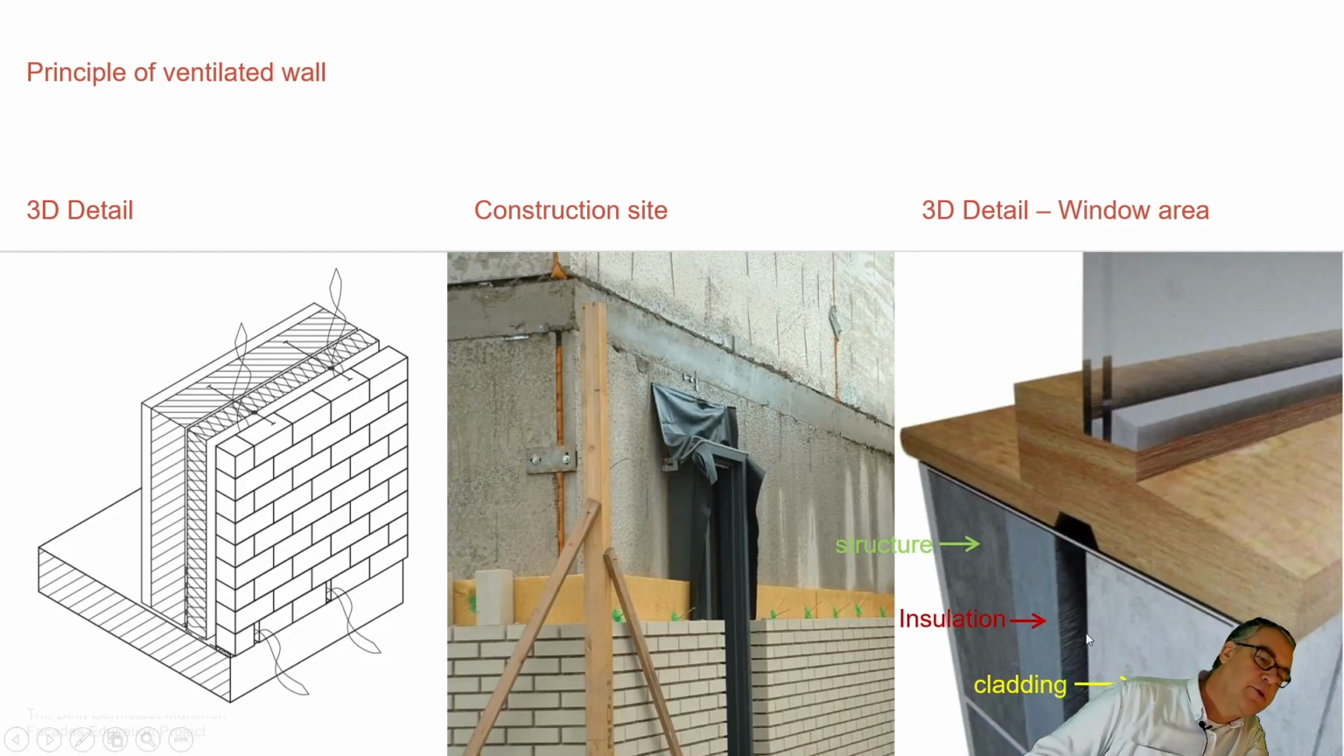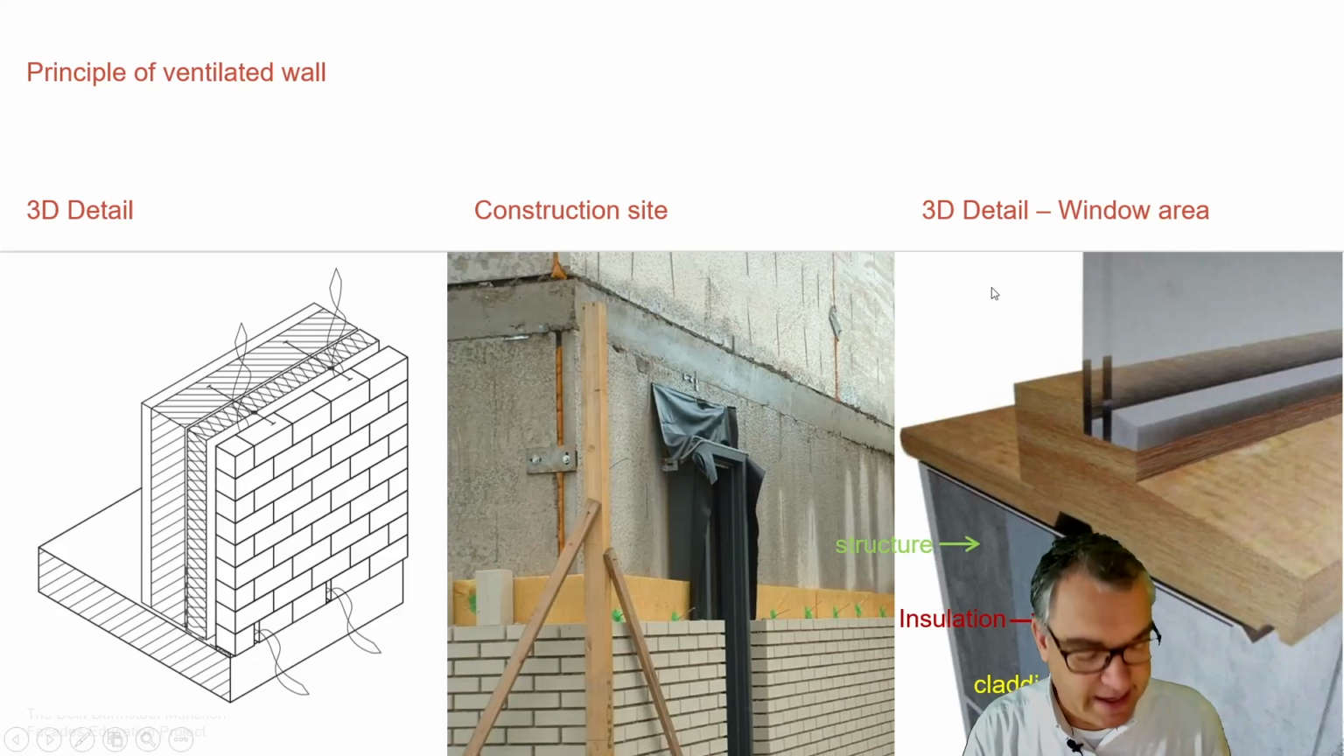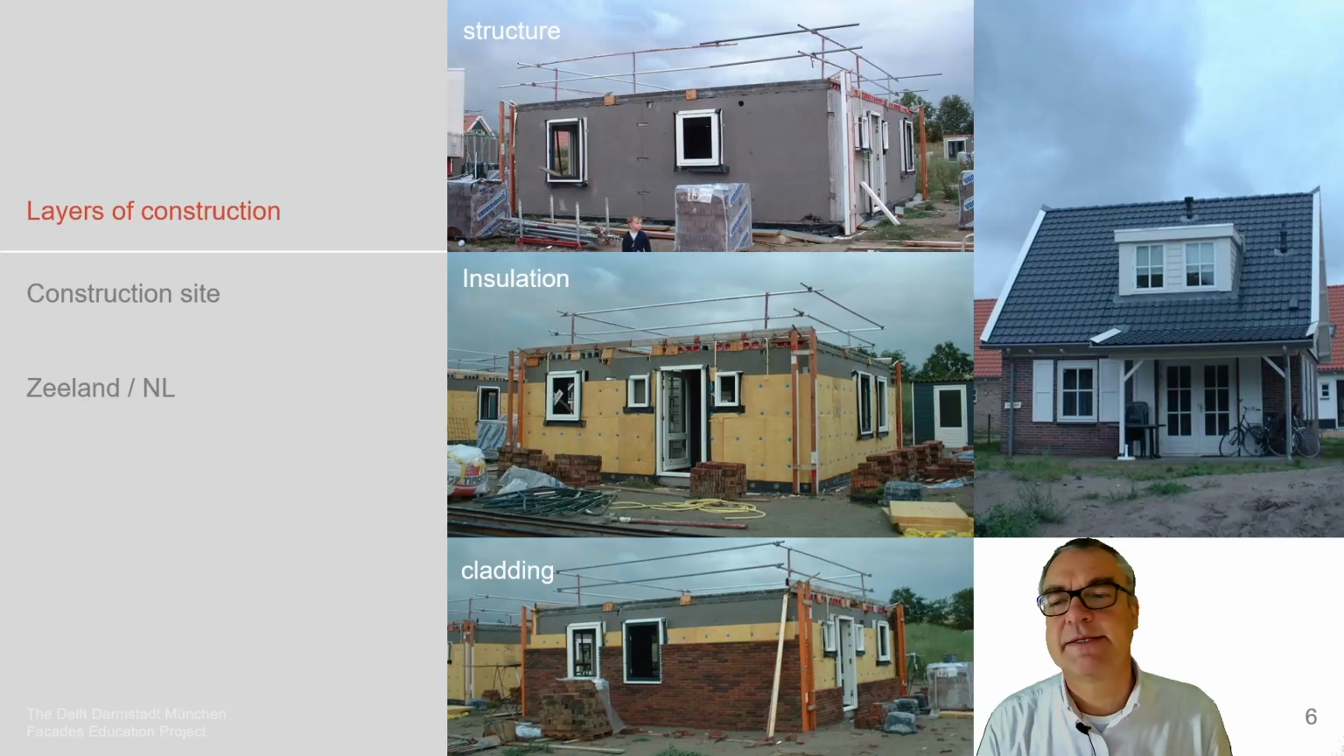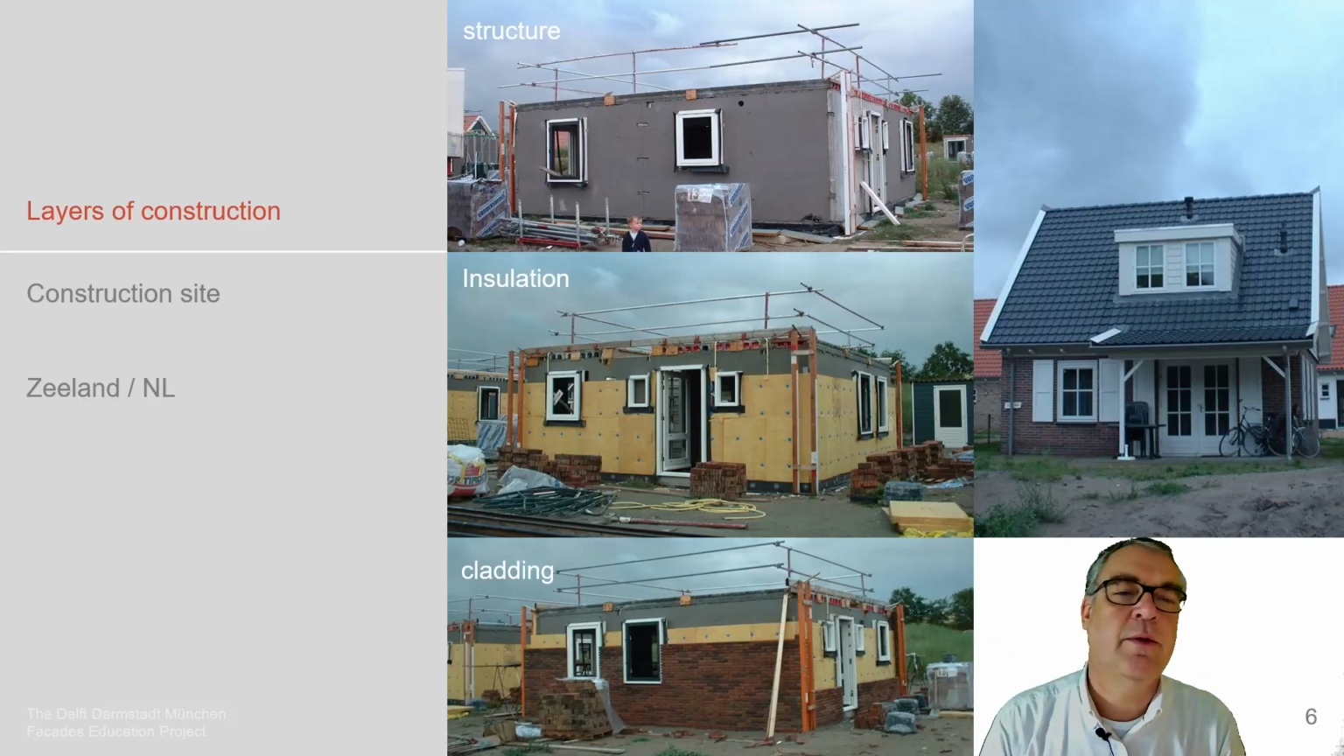We see the outer cladding, we see the insulation and cavity, we see the inner structure, and we see the window itself as it is positioned in here. More details in one of the next slides. This is how it looks when installed.